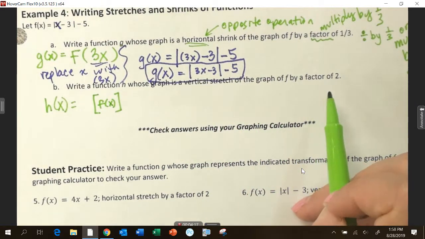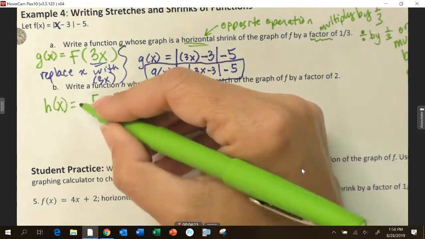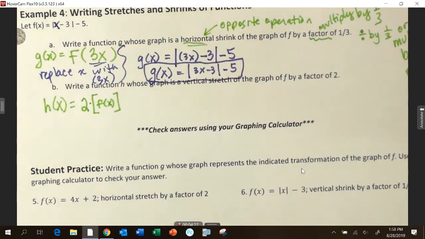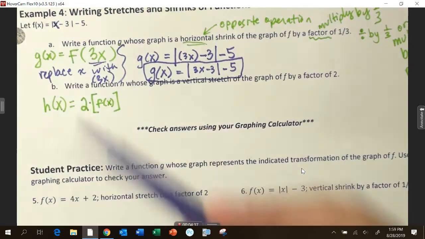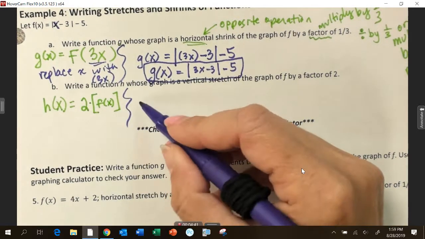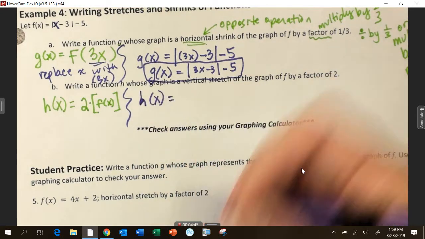Vertical stretch does not change the number. Vertical, keep the same number. So we multiply by 2. You can either put 2 or you can put 2 times. But we're multiplying by 2. So that's my function. That's my formula. That's the A, yeah. H of x. Now I'm going to apply it to this function.